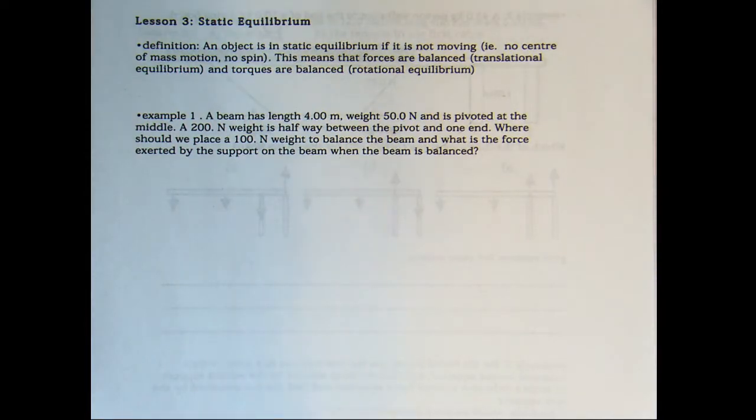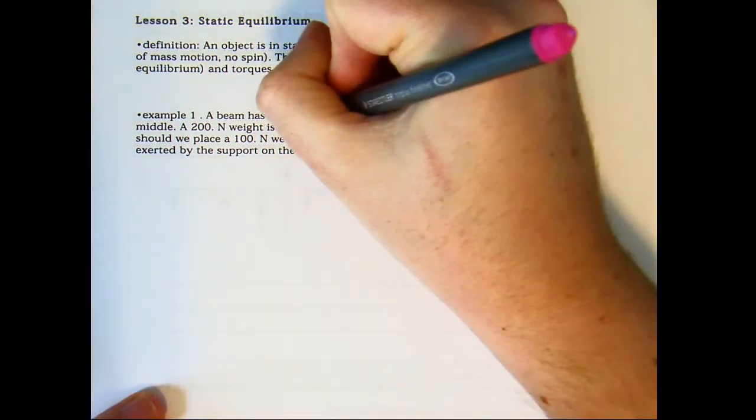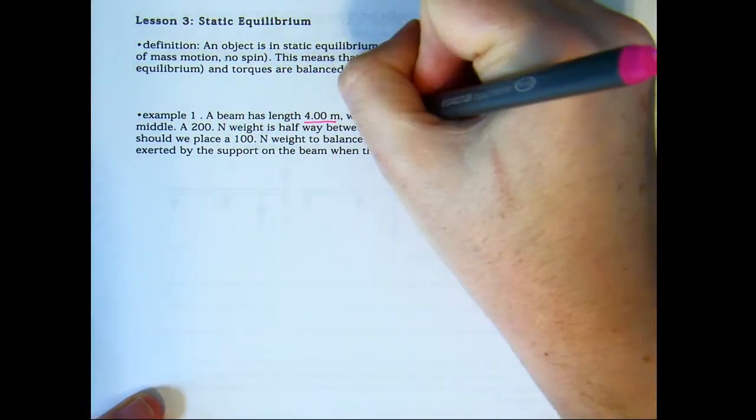So the first one is this. We've got a beam. I think this lesson is all on particular kinds of beam problems. Lesson 4 is about beam problems in specific, and lesson 5 is about ladder problems specifically. This particular lesson is just going to be about how we use these techniques in general. So, first example, we have a beam of length 4 meters. It has a weight of 50 newtons. It's pivoted at the middle.